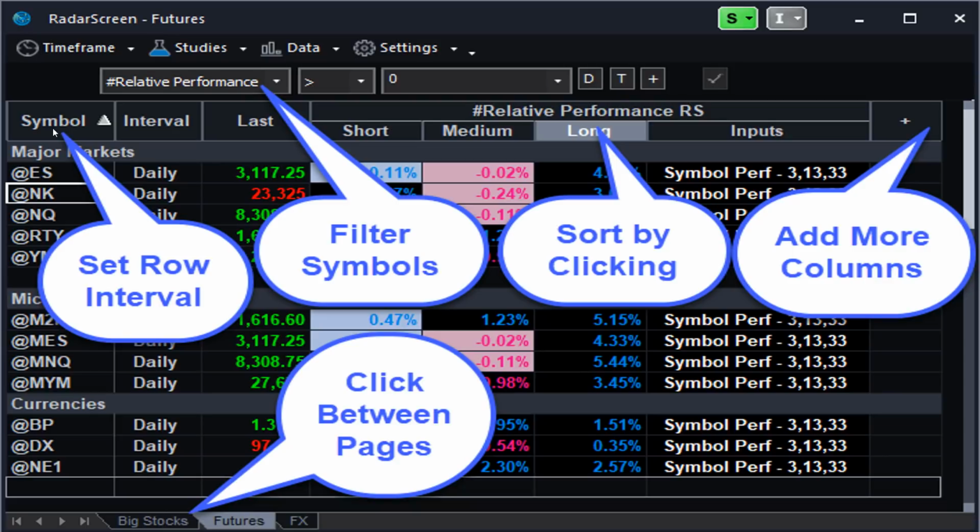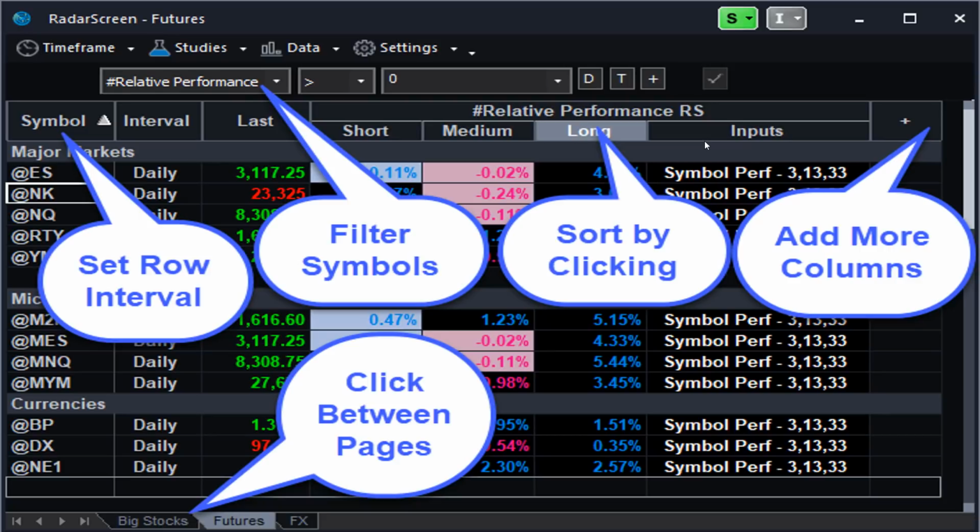So here, you'll notice that the relative performance indicator that I have in this screenshot has multiple columns. So those equate to plots in a charting indicator. So each plot in a charting indicator is a column in RadarScreen. And you can double click on any of those little subplots there and sort and rank that list of symbols by that criteria. And if you want to add additional indicators or columns, you can click the little plus sign.